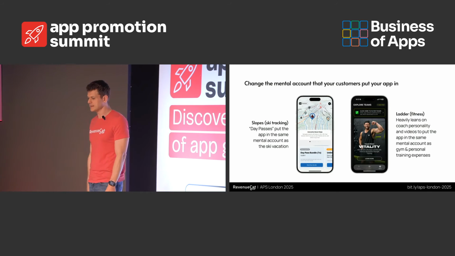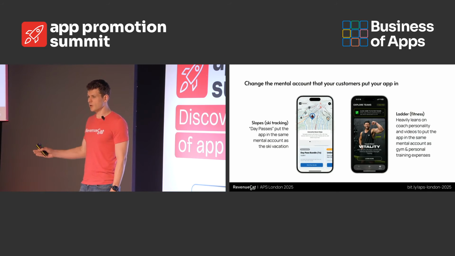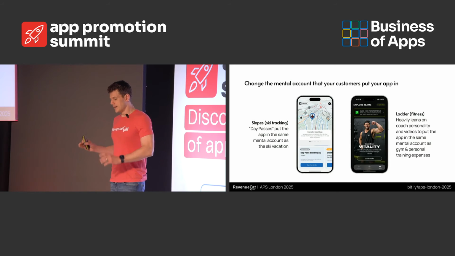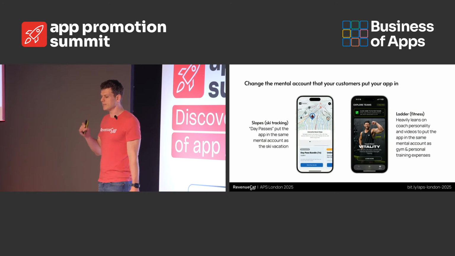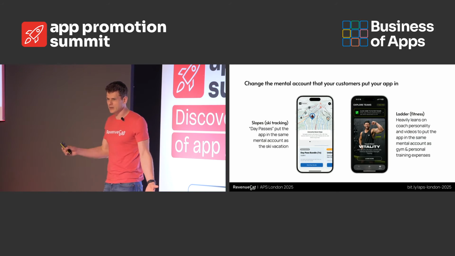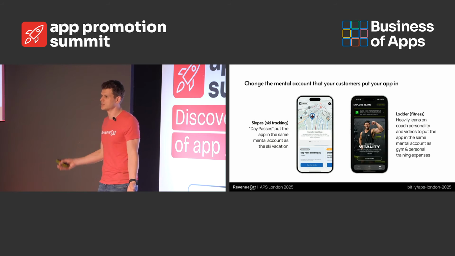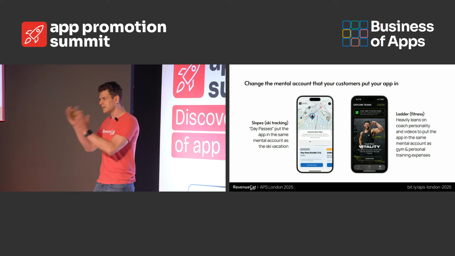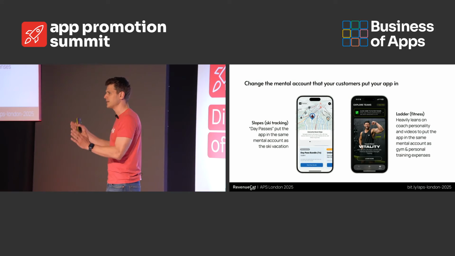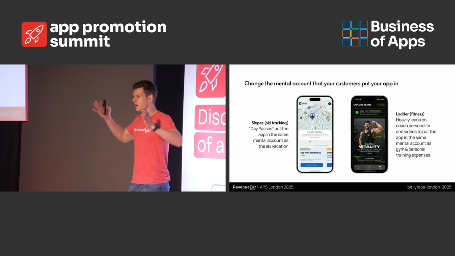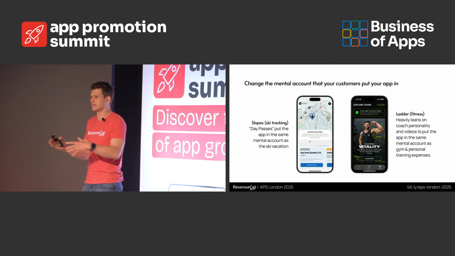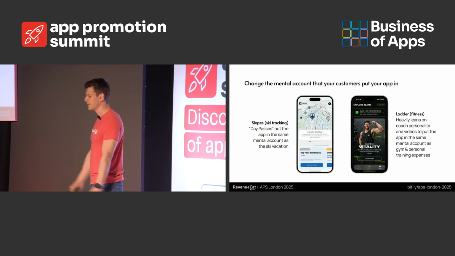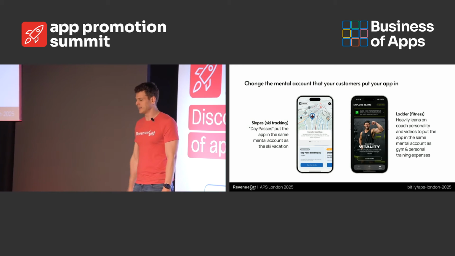So let me give you some examples here. We've got the Slopes app, a ski tracking app on the left-hand side. They sell these day passes. What they try to do with this is put the app in the same mental account as the ski vacation. So if you've ever been on a ski vacation, you know that's not a cheap vacation, and you're already paying for your pass at the ski resort, and to the extent that you can bundle the expense for the app in that same mental account, as opposed to, well, this is just a digital purchase that I'm making, they can unlock a higher willingness to pay.